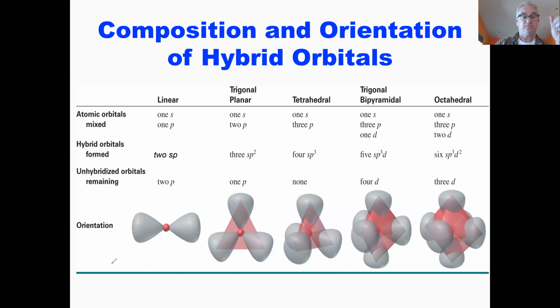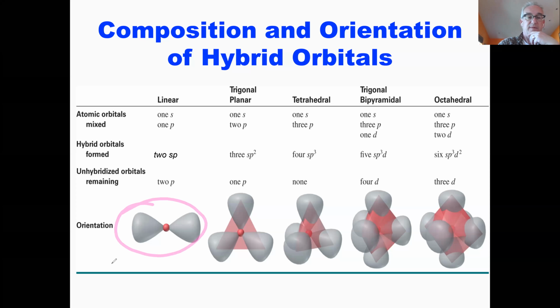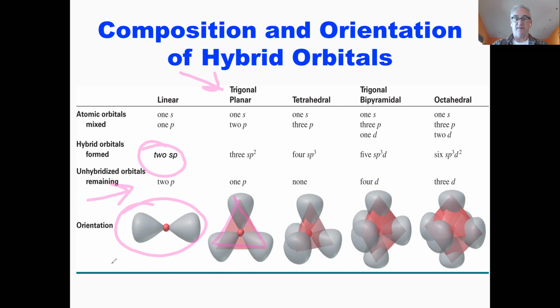So if you have 2, that's what it's going to look like. That's what the hybrid orbitals are going to form. And basically it says how many unhybridized orbitals are going to be left in the central atom. There's going to be 2 p orbitals left over. When you have a planar molecule, that's 3 regions, and it's going to look like that with the triangle. You mix 1 s and 2 p together. What's that? sp2. And importantly, as we'll see, you have 1 p orbital left over.